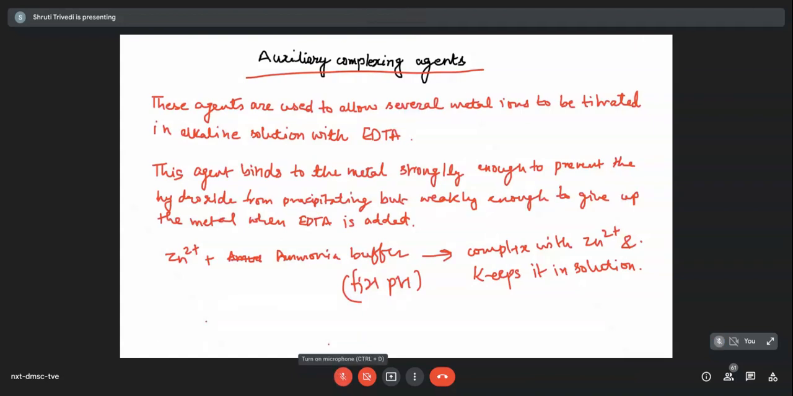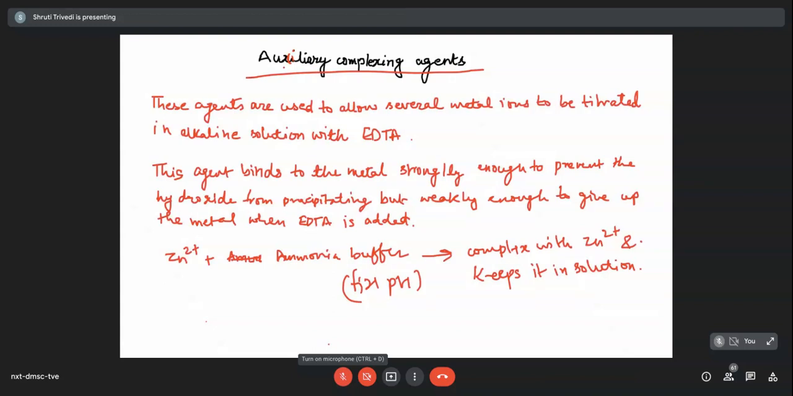So next we are going to talk about auxiliary complexing agents. Although I have everything written on the slide. What do you mean by auxiliary? Will someone tell me? What do you mean by auxiliary? Have you ever heard this word? Helping. Yes. It is anything which is going to help in something. It's a kind of helper. Okay? Something that helps in any reaction. So we are going to talk about auxiliary complexing agents.